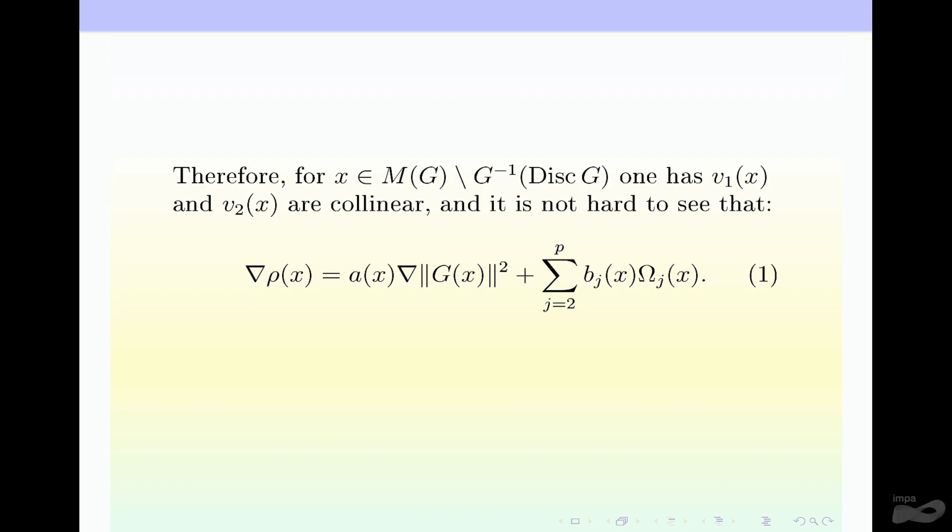you can decompose such a direction here, which is, of course, parallel to the vector position, in this way. Okay, there is a coefficient here, AX, multiplied by the gradient of absolute value of GX squared, plus some coefficients here, BJ. J here should be from 1 to p minus 1 instead of 2. Okay, so 1 to p minus 1. And AX and BJX are scalar functions. Okay, so that's the point.